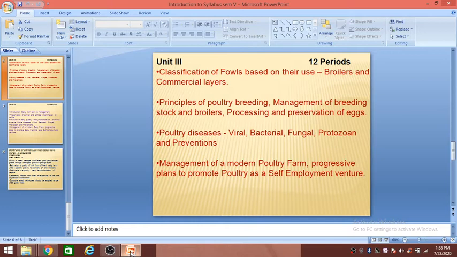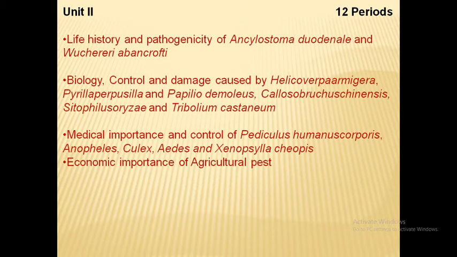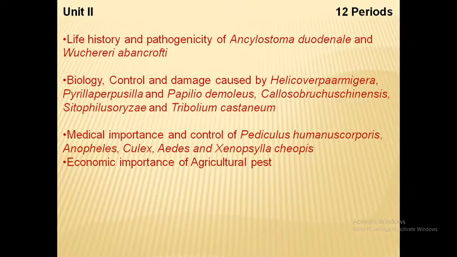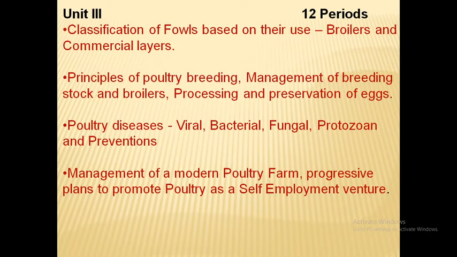In the previous class, we understood unit first and second of this applied zoology paper of SEM 5. Unit first is about fisheries, and unit second is about different parasites of human beings, stored grains, and crops, and also about the economic importance of agriculture. Now we have to understand unit third, which is related to poultry.